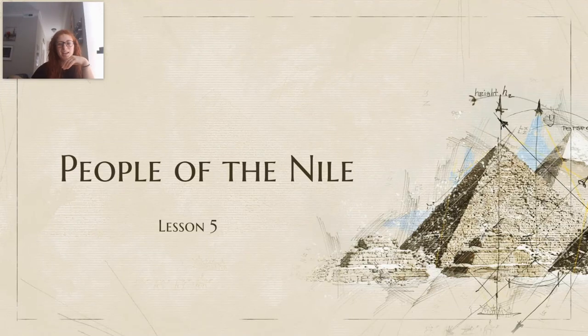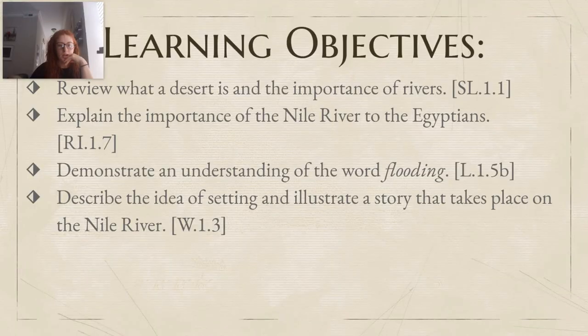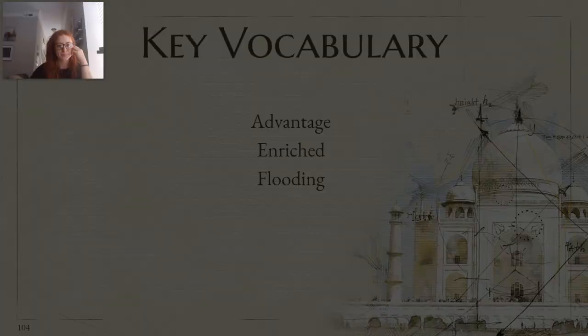Welcome back, first grade. Today we are going to learn about the people of the Nile. Our learning objectives for today are to review what a desert is and the importance of rivers, explain the importance of the Nile River to the Egyptians, demonstrate an understanding of the word flooding, and describe the idea of setting and illustrate a story that takes place on the Nile River.